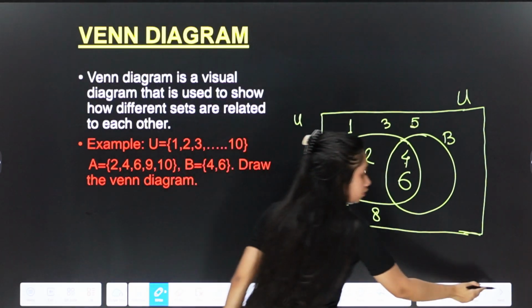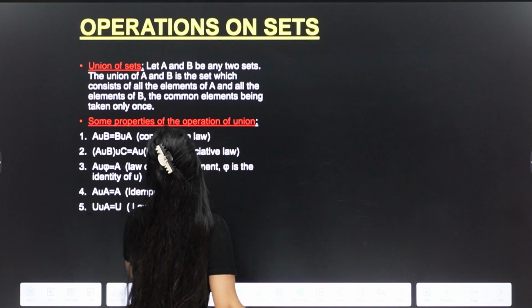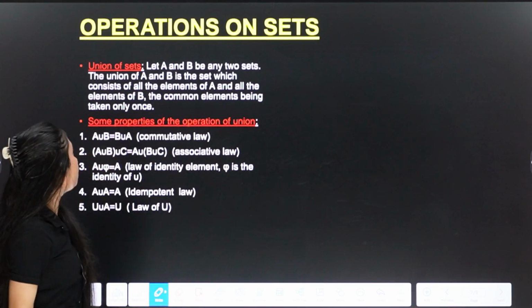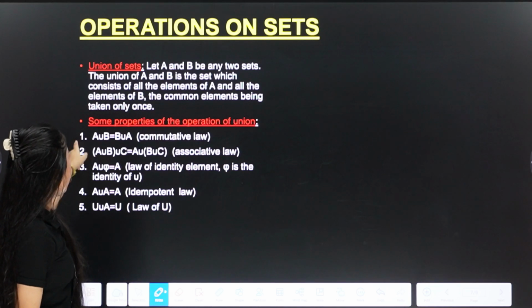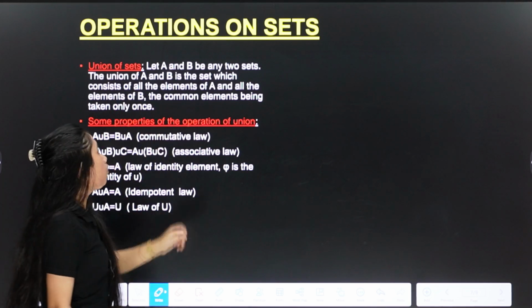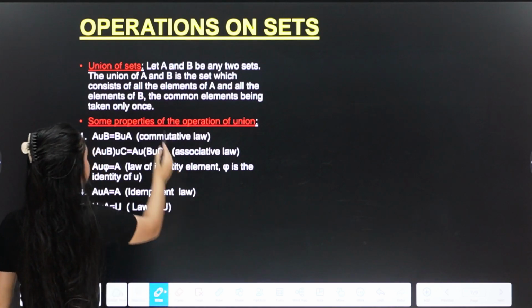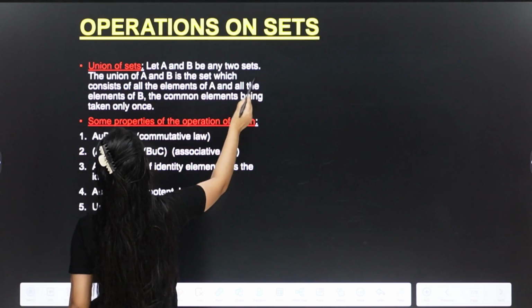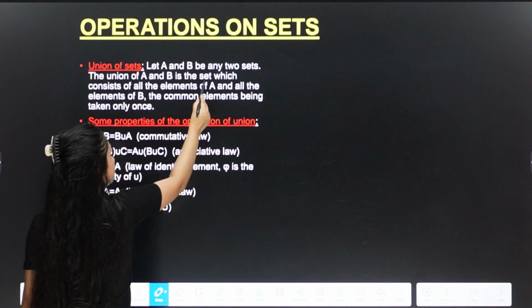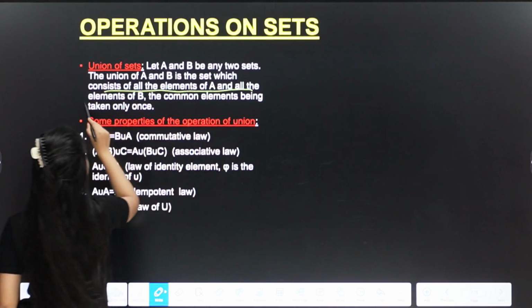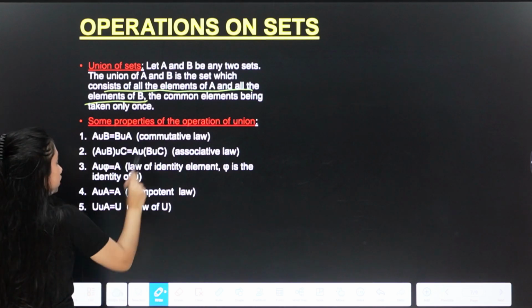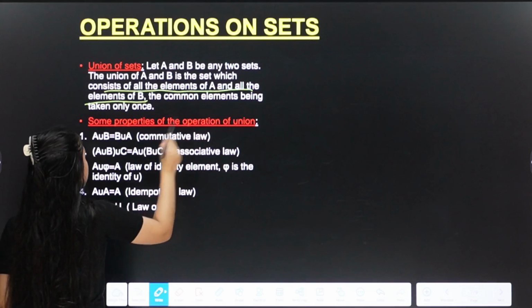Then come to the next slide. So our next topic is operation on sets. In this topic we will learn about union of sets. So what is a union of sets? Let A and B be any two sets. The union of A and B is the set which consists of all the elements of A and all the elements of B. The common elements between A and B are also present.